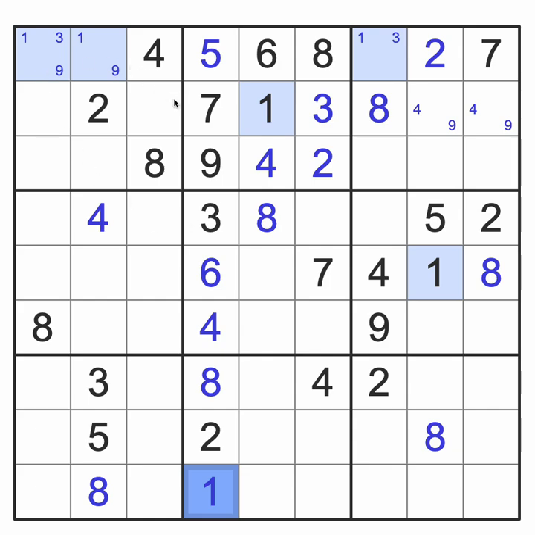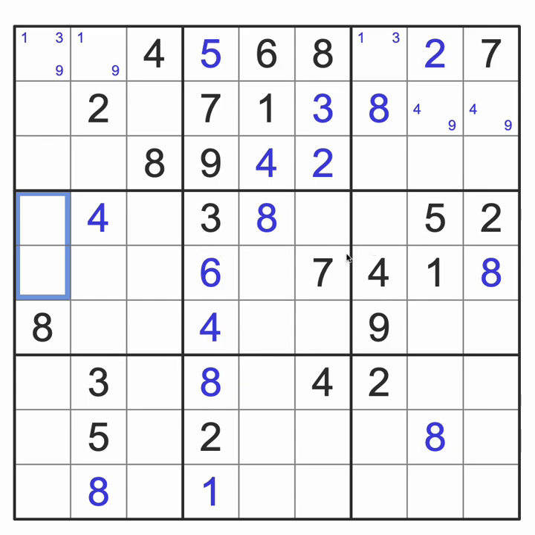Okay, to do that, I should look at box 1 first, where 3 in box 7 blocks these. 3 in box 2 blocks these. So 3 in box 1 will be here or here. So these cannot be 3.